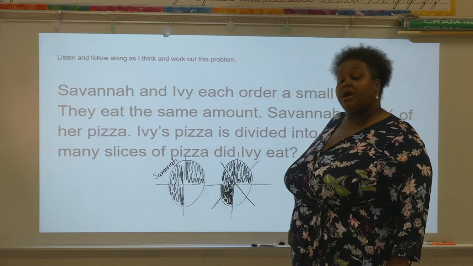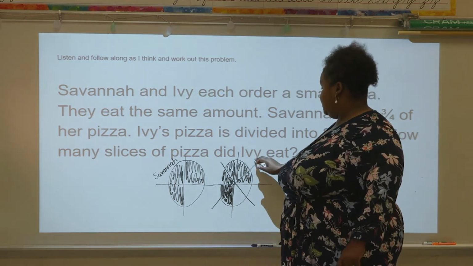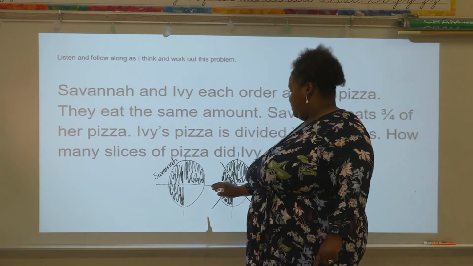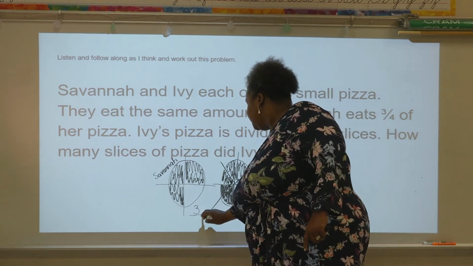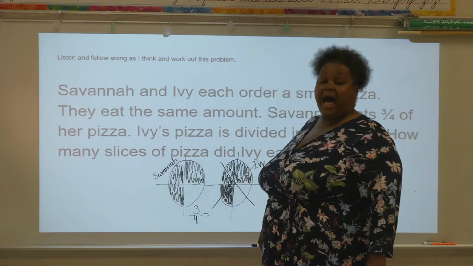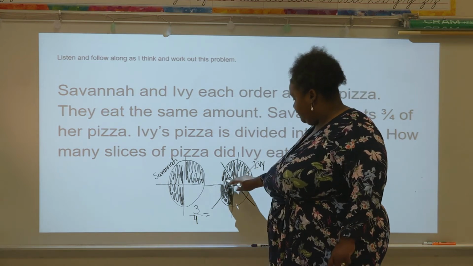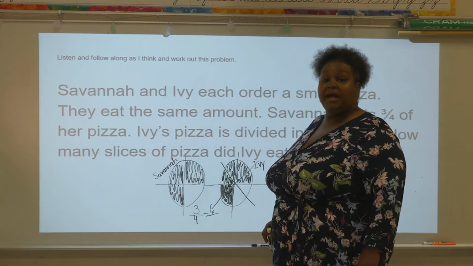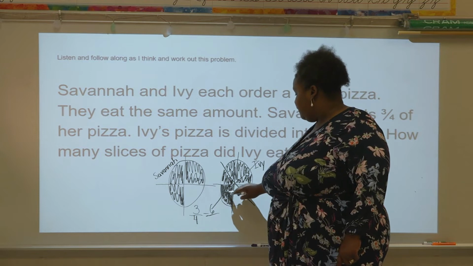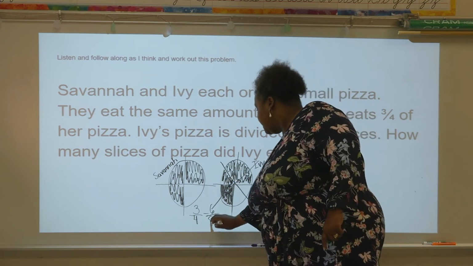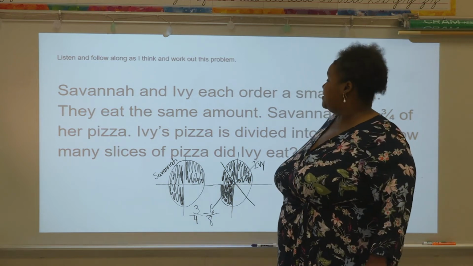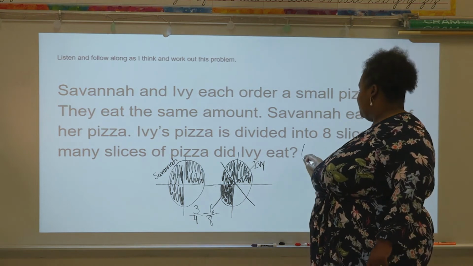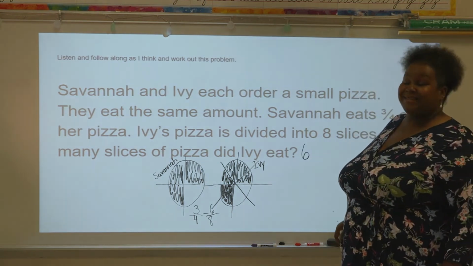So let's see what our equivalent fractions would be. And this was Ivy. Savannah's 3/4 is equal to Ivy's 1, 2, 3, 4, 5, 6. Numerator is 6. How many pieces in all would be my denominator? 1, 2, 3, 4, 5, 6, 7, 8. 3/4 is equal to 6/8. So how many slices of pizza did Ivy eat? My answer would be 6. She ate 6 of them.